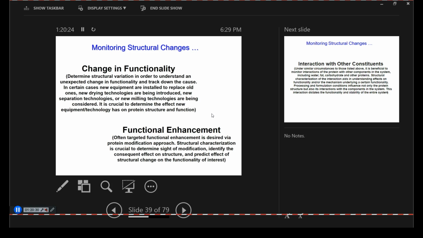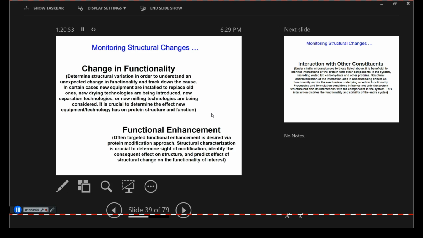Functional enhancement. This is a big deal right now, especially with the theme of replacing dairy and meat protein with plant protein. Plant proteins are not as functional as whey protein or casein or egg or even soy protein. Some of the new plant proteins are not as functional as soy.